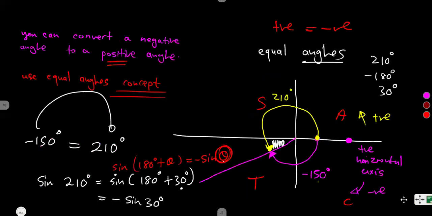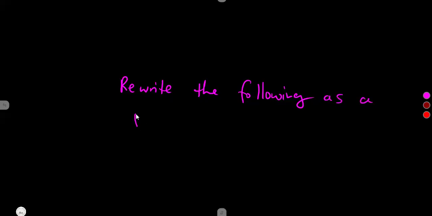So I want you to do as many questions using this concept. Try to apply it in your simplifications. Questions can also be direct. Sometimes questions can be direct. If they say rewrite the following as a positive angle, there is no way around it. They want you to have it as a positive angle.